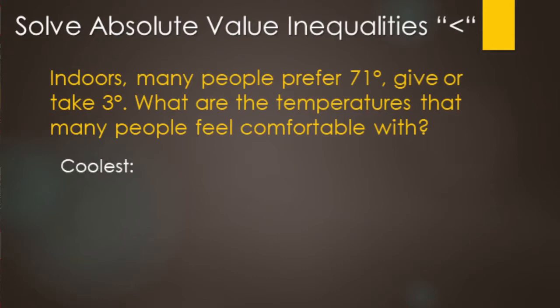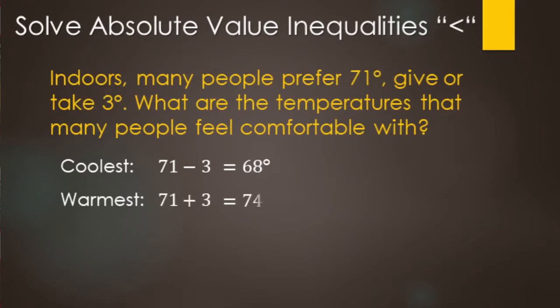Well, we can kind of break this down. We can look at the minimum, or the coolest temperature that people like. So that's 71, give or take 3 degrees. So we're going to take off 3 degrees from that, which is about 68 degrees. And then the warmest that people would like it would be 71 plus 3 degrees for the top end, so that's about 74 degrees.